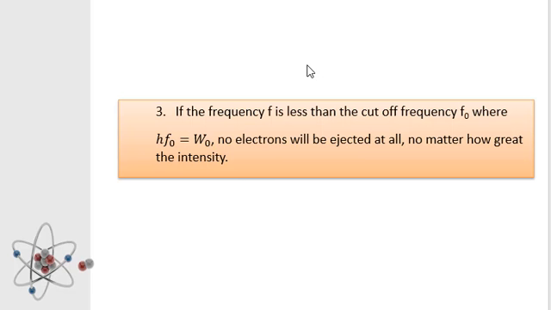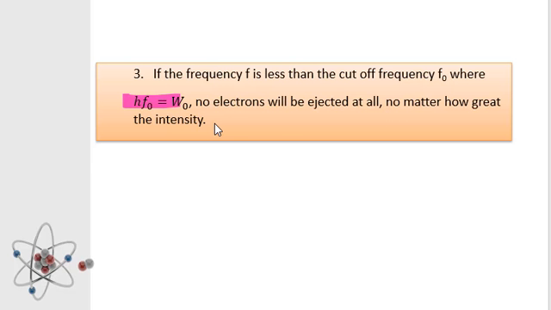But looking at number 3, if the frequency is less than the cutoff frequency, where hf naught equals the work function naught, no electrons will be ejected at all, no matter how great the intensity of light. Okay, so I want you to take note of this one also. As we have mentioned earlier, it has to have the energy of light, which is hf, or the energy of the photon hf, minus the work function.